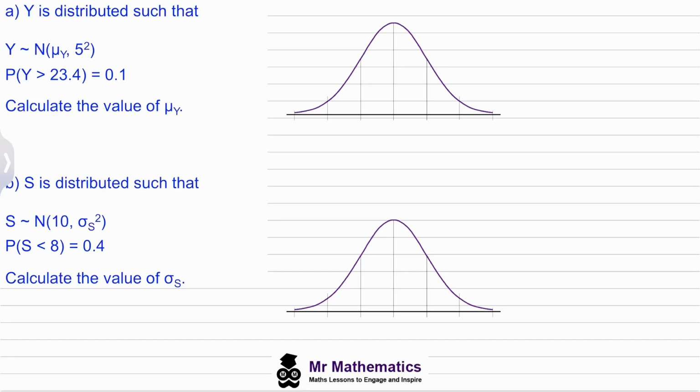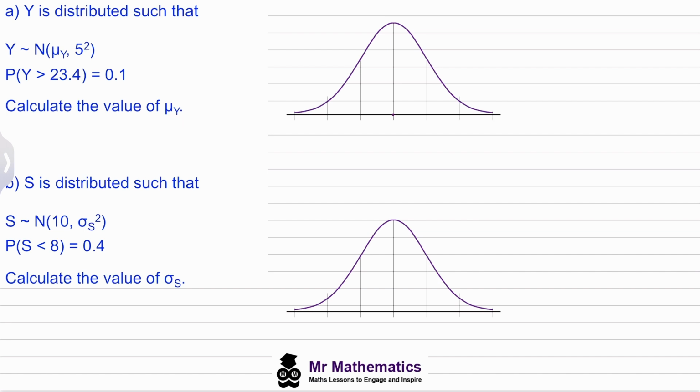Hi everybody. So in this video, I'm going to show you how to calculate the mean and the standard deviation using a standard normal distribution. So we're told that y is distributed normally with a mean of mu y and a variance of 5 squared, or a standard deviation of 5. And we're told that the probability of y being greater than 23.4 is equal to 0.1. We've been asked to work out the value of the mean for this distribution.